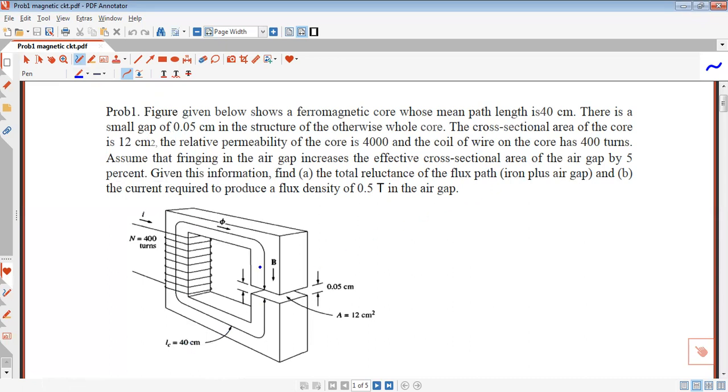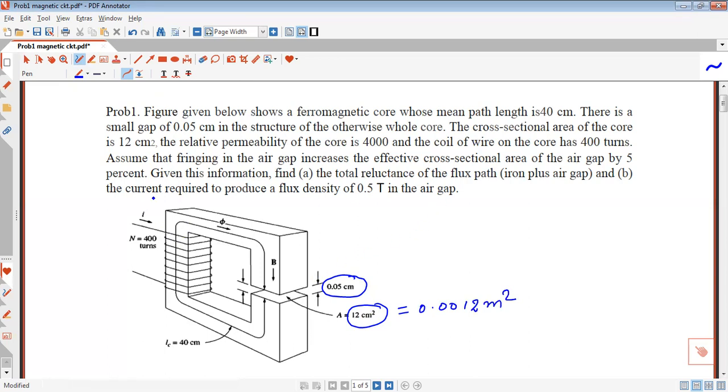There is a small gap here, a small gap of 0.05 centimeter in the structure of the whole core. The cross sectional area of this core is given here as 12 centimeter square, or if we change it into meter, it will be 0.0012 meter square. This area is given.